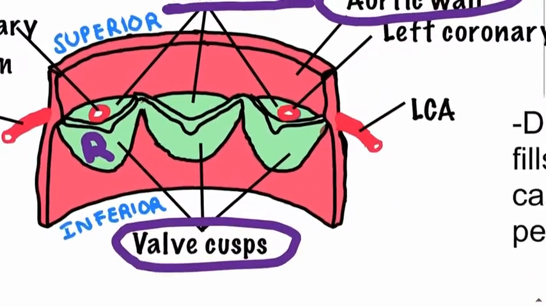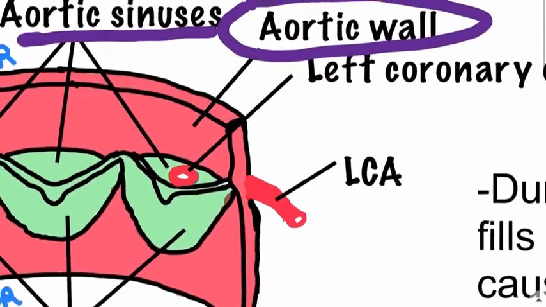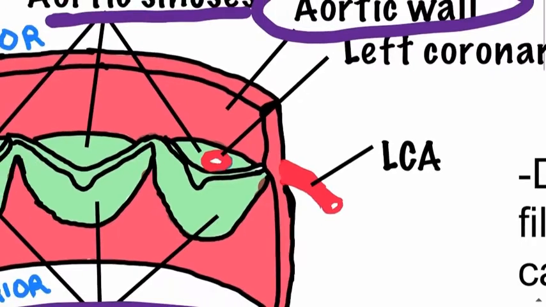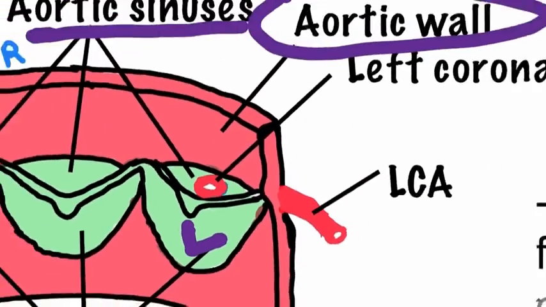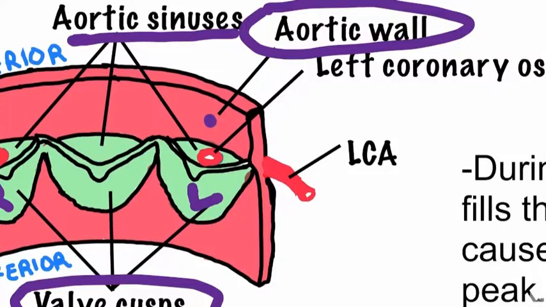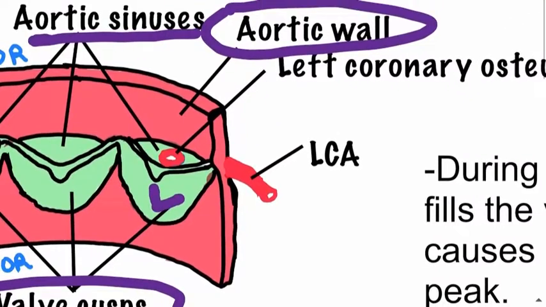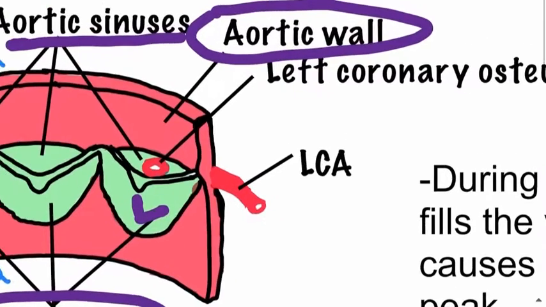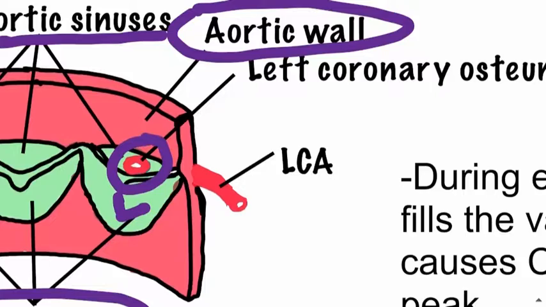Okay guys, if we talk about the LCA or the left coronary artery, there is an aortic sinus or dilatation between the left cusp of the aortic valve and the aortic wall, and from this aortic sinus, known as the left aortic sinus, arises the LCA, and we can see the opening or ostium of the left coronary artery.